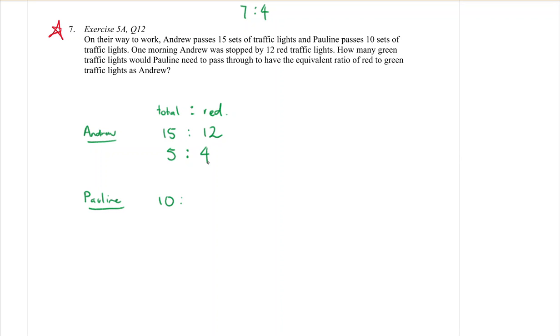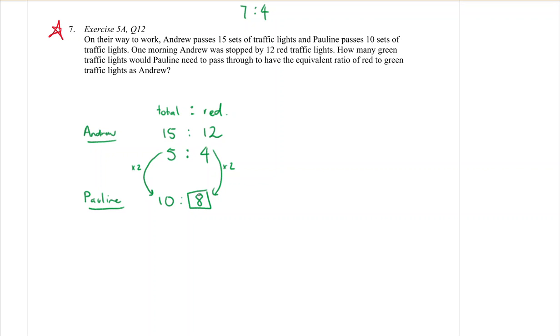That makes a much nicer ratio to use, because from that ratio 5 to 4, I need Pauline to have that same ratio down here. So how do I get from there to there? If I get from 5, can I times by something to get to 10? Times by 2. That goes nicely. Which means the 4, I'm going to times that by 2 as well to find that number. 8.